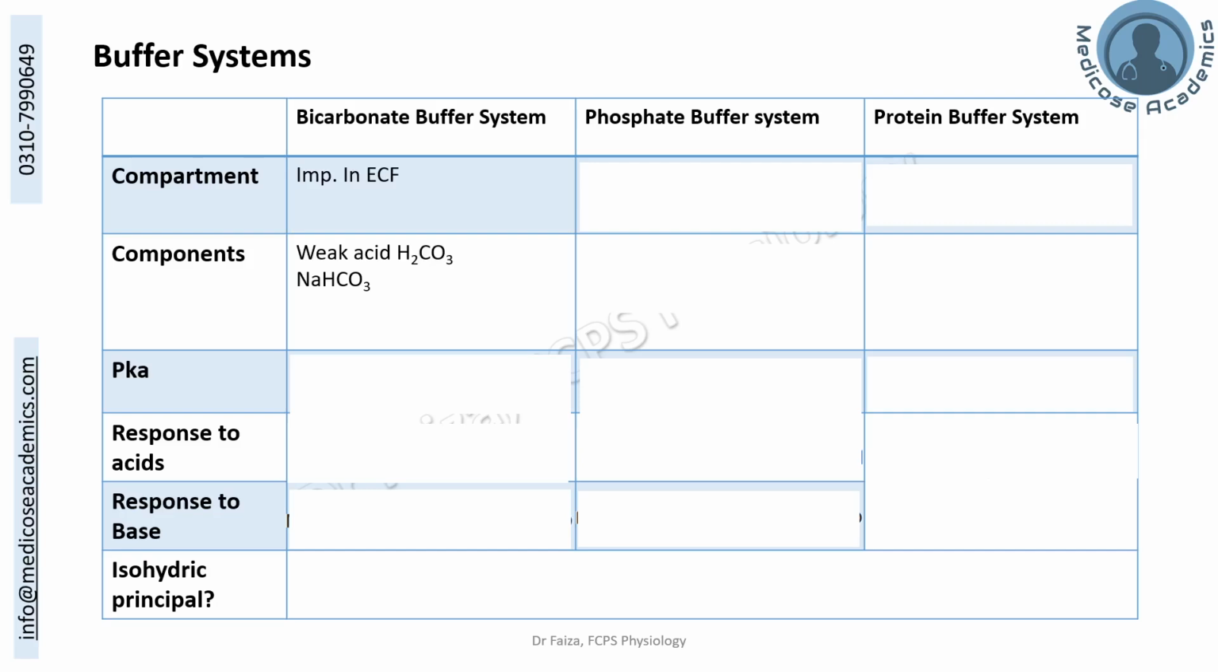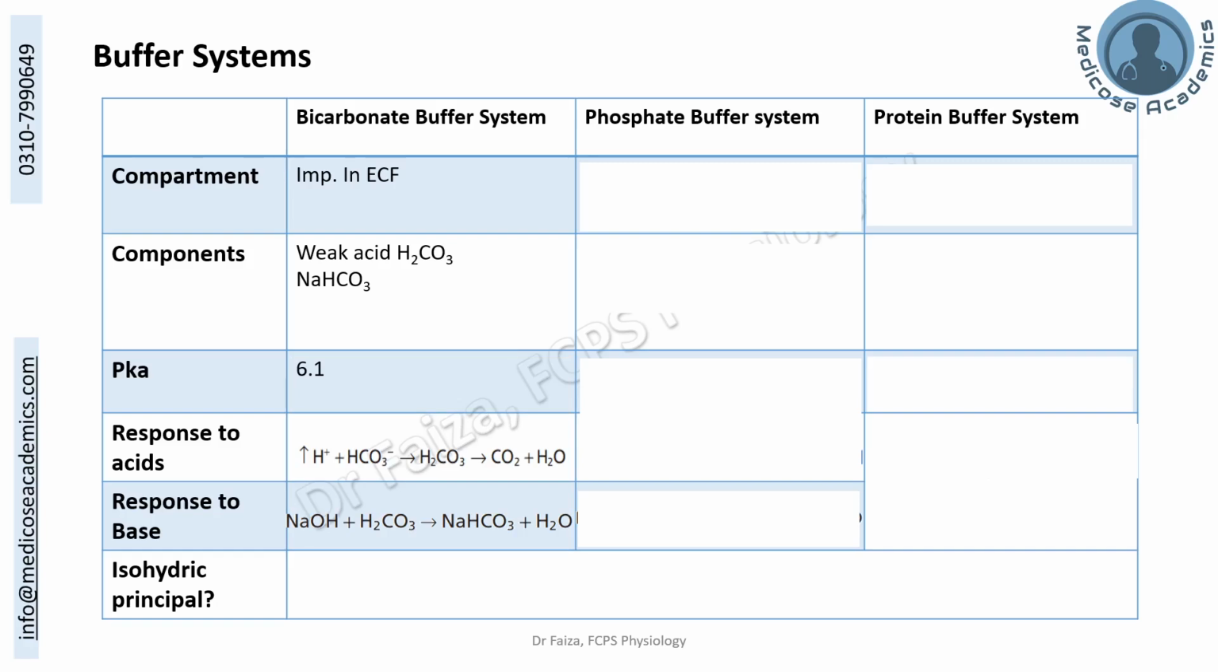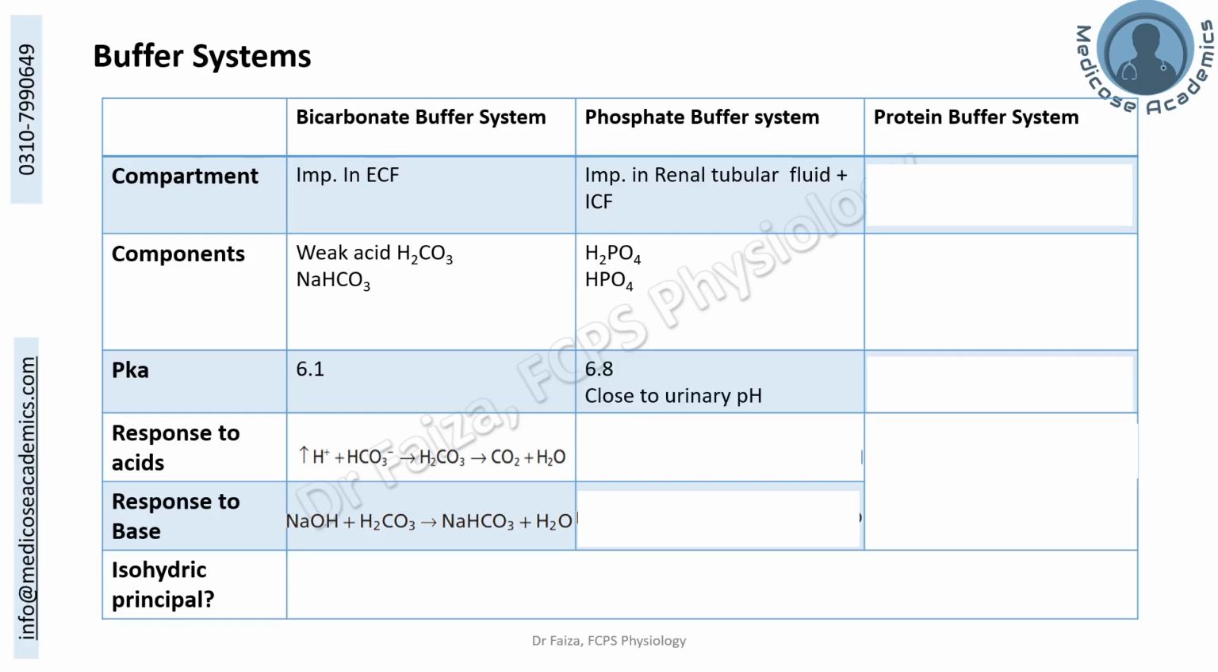Bicarbonate buffer system, more important in ECF. Components: weak acidic component, carbonic acid, and basic component, sodium bicarbonate. pK is 6.1, responds to acids and bases by combining with them and minimizing the changes in the pH. Phosphate buffer system, most important in renal tubular fluid and intracellular fluid. Components: phosphoric acid and hydrogen phosphate. Its pK is 6.8, which is close to urinary pH, responds to acids and bases by combining with these and minimizing the change in the pH.